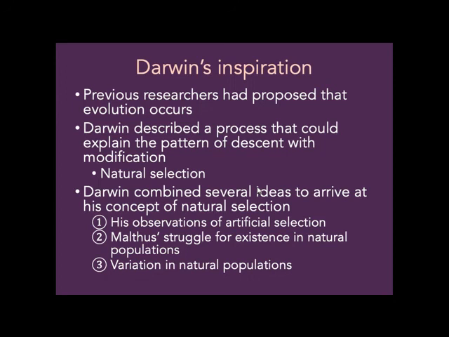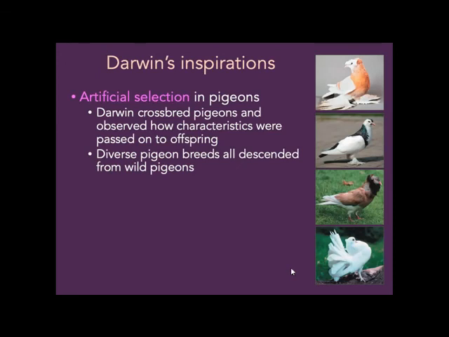Second, he read Malthus's Struggle for Existence in Natural Populations. And in this book, it described how when times are tough, everyone in a particular generation may not survive, with only some surviving. And third, Darwin had observed variation in natural populations. So he was a naturalist, he collected lots of organisms, and he found that they didn't all look the same, they varied. So here's artificial selection.